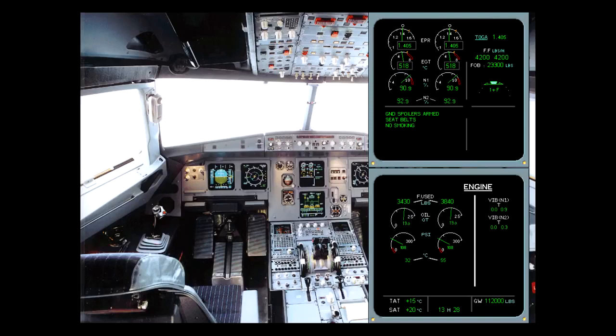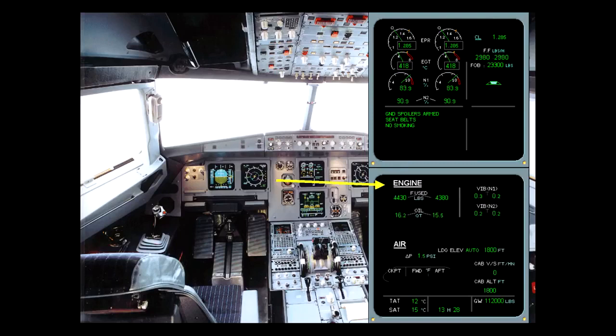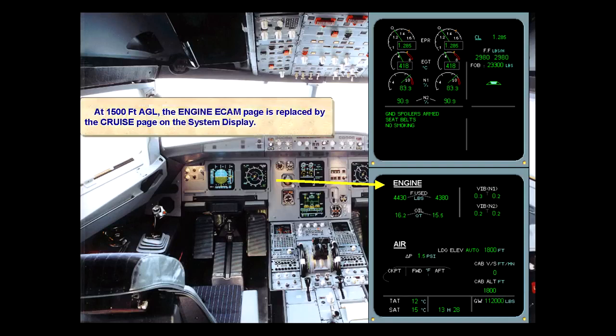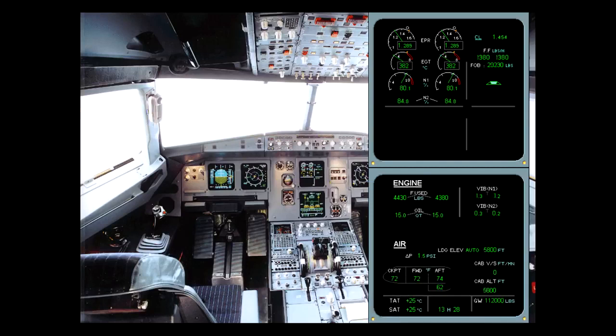At 1500 feet AGL, the engine ECAM page is replaced by the cruise page on the system display. The cruise page displays the fuel used for each engine, the oil quantity for each engine, and the vibration level for N1 and N2.